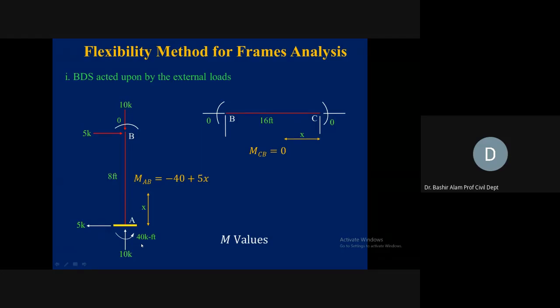Now, we write the capital M values. Member AB, we start now with writing the equation, taking the origin as A. So the moment equation will become 5 times x minus 40, which is written here. You can take the origin at B also, and the moment in that case will become equal to minus 5 times x. X will be coming here. We will be moving from B to A now. That will be our section. So minus 5 times x.